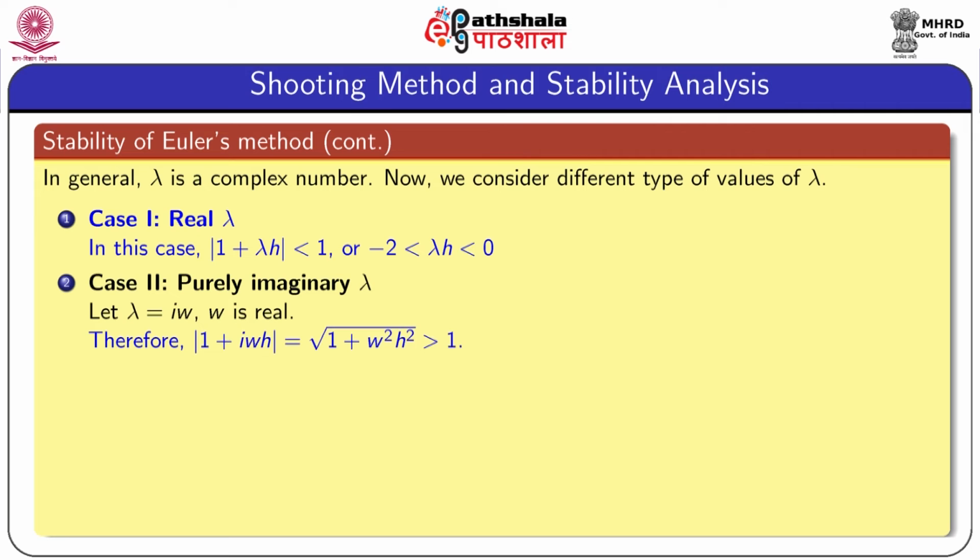If lambda is purely imaginary, then we assume that lambda equals i w, where w is a real number. In this case, the absolute value of sigma, that means the absolute value of 1 plus lambda h, that is the absolute value of 1 plus i w h, equals square root of 1 plus w squared h squared. Obviously, this quantity is greater than 1. Therefore, we conclude that the method is not stable in case lambda is purely imaginary.